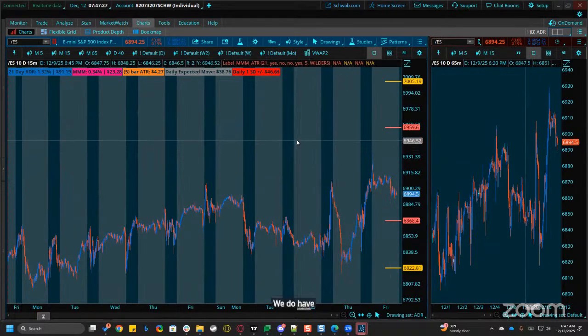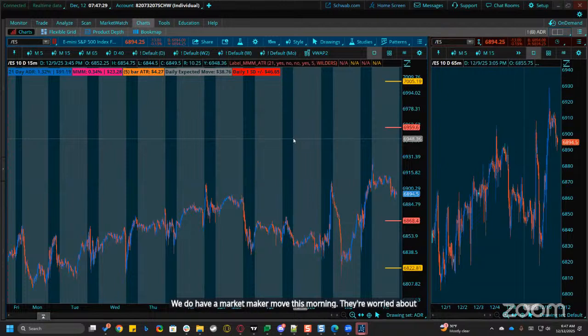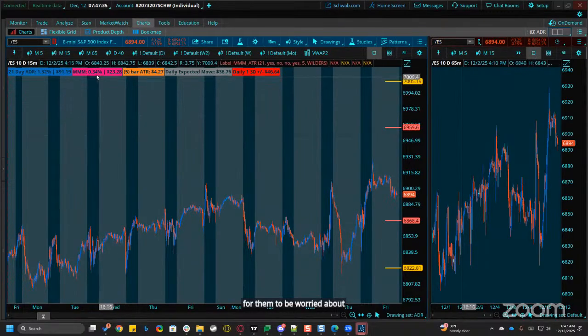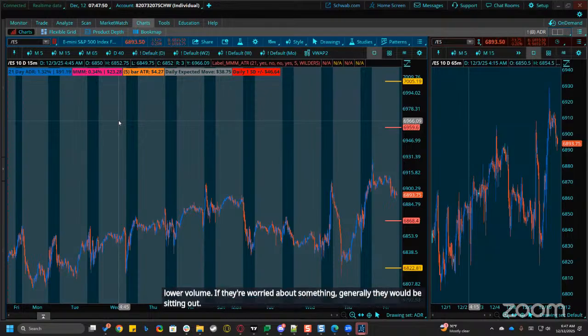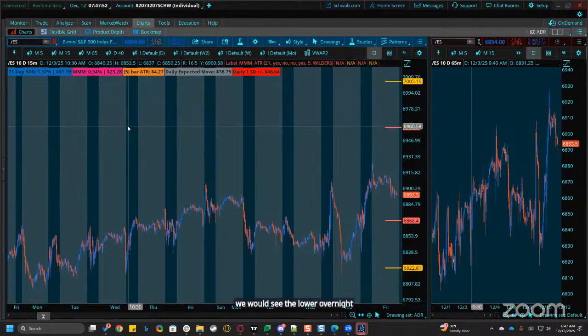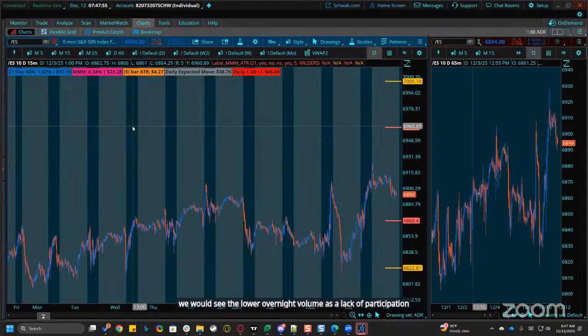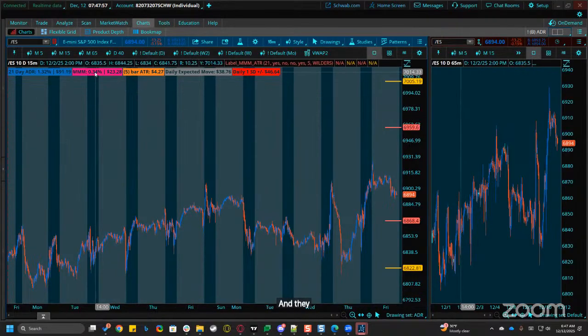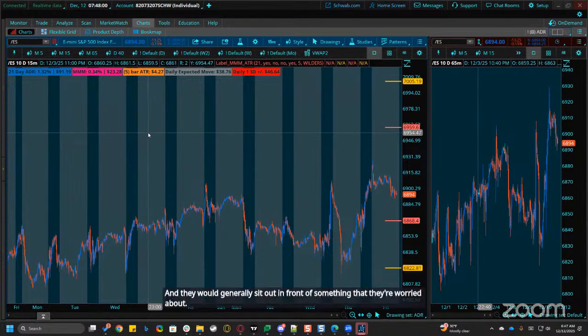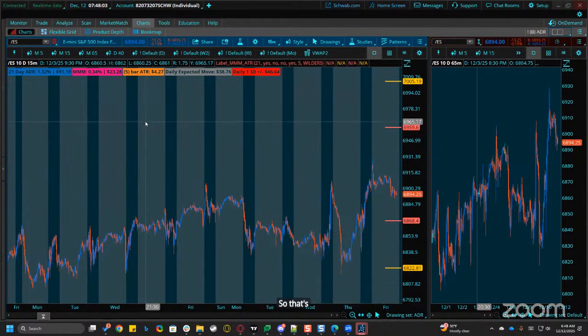We do have a market maker move this morning. They're worried about something. Well, we already went through the news and there's nothing on deck for them to be worried about. And yet they are worried about something. So that's one of the reasons I really like this thing. There are tells that should have given us pause, like lower volume. If they're worried about something, generally they would be sitting out. We would see the lower overnight volume as a lack of participation and wonder why they're sitting out. Well, they didn't do that. So that's one tell that didn't show up.